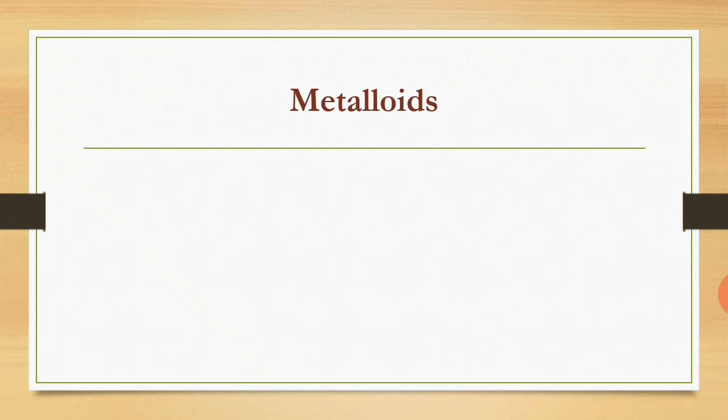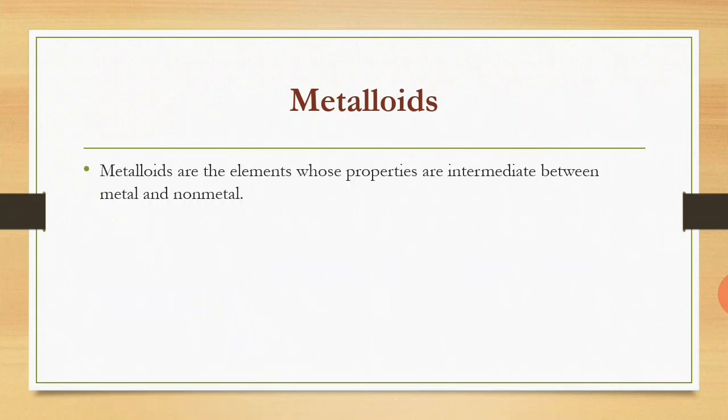Let us discuss the metalloids. Metalloids have properties which are intermediate to those of metal and non-metal. That means metalloids exhibit both the properties of metal as well as non-metal. Its properties are intermediate between these two. For example, we have silicon, germanium, antimony. These are used as semiconductors in many devices.